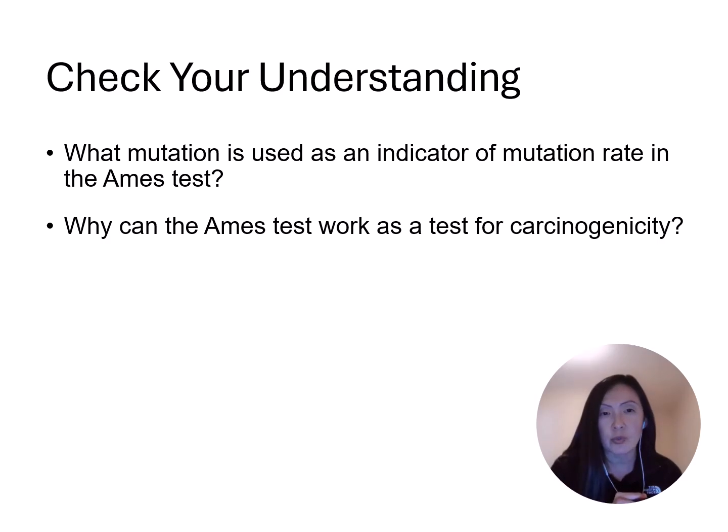And the second question, why can the Ames test work as a test for carcinogenicity? So many carcinogens are also mutagens. They cause DNA mutations that can lead to cancer. So the Ames test measures how often a substance causes mutations in bacteria, making it a quick and inexpensive indicator of potential carcinogenic risk in humans.